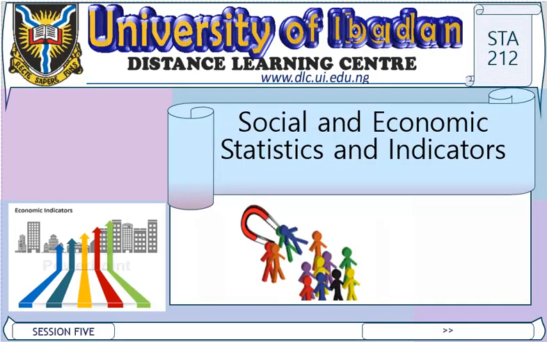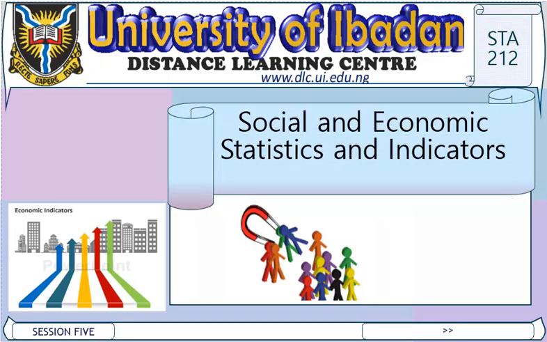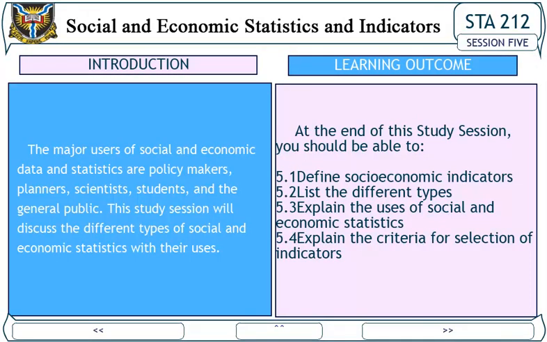Studies Section 5, Social and Economic Statistics and Indicators. Introduction. The major users of social and economic data and statistics are policymakers, planners, scientists, students, and the general public. This study session will discuss the different types of social and economic statistics with their uses.